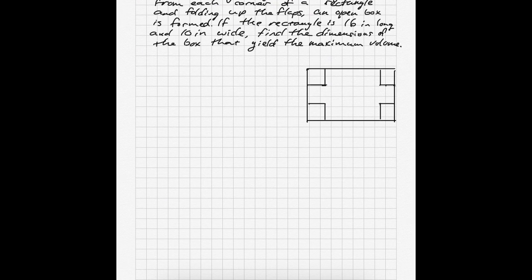Okay, here's another one. By cutting away identical squares from each corner of a rectangle and folding up the flaps, an open box can be formed. Okay, I can kind of visualize that if I was to cut out these guys and then fold up these sides, I would end up with a box, a rectangular box.